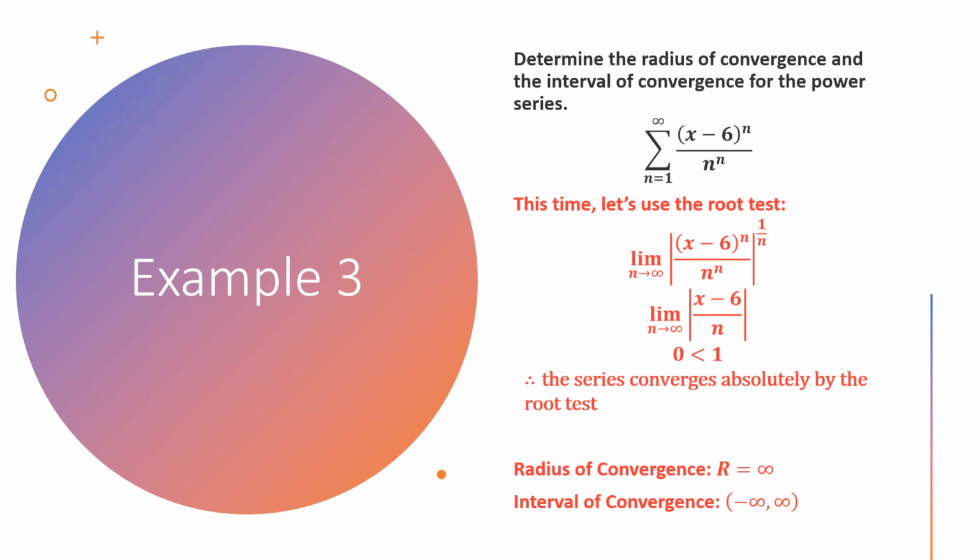And so then I have the limit as n approaches infinity of |x minus 6| over n. When I take that limit, I get 0. 0 is less than 1. So by the root test, I know that this thing converges absolutely. All right, so because it converges absolutely, my radius is going to be infinity, and my interval of convergence is going to go from -infinity to infinity.